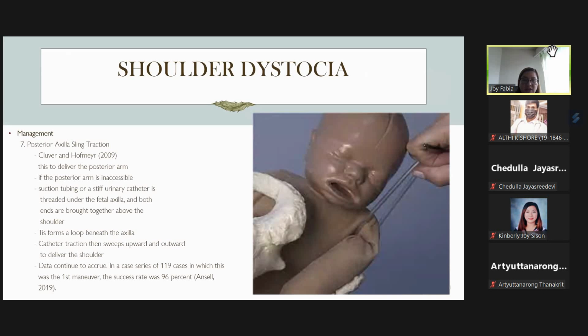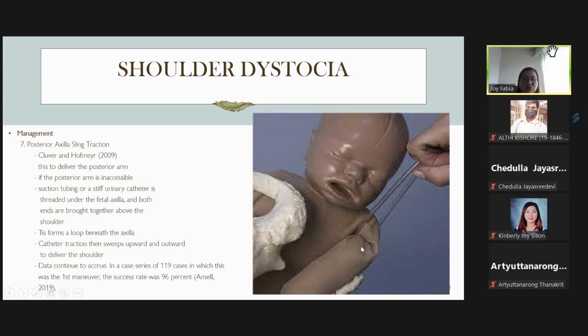And then again, kapag di pa rin naging effective yung Gaskin maneuver, we convert into posterior axilla sling traction. So the target again is to deliver the posterior arm. If the posterior arm is inaccessible, pwede naman yung anterior. But medyo mahirap lang siya.